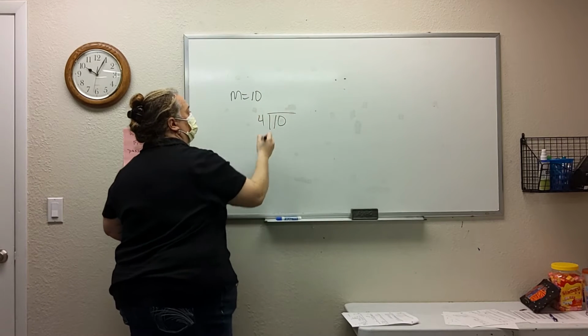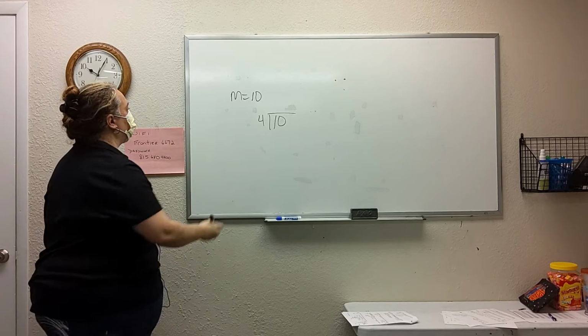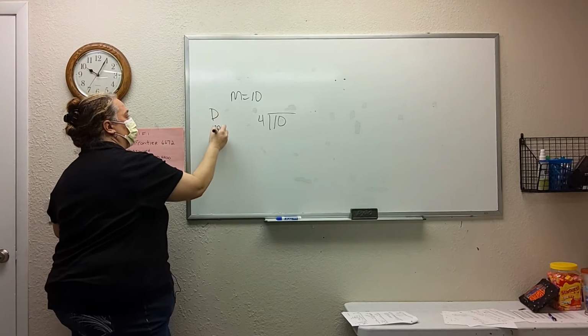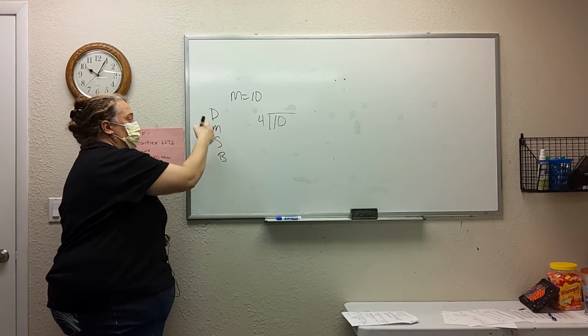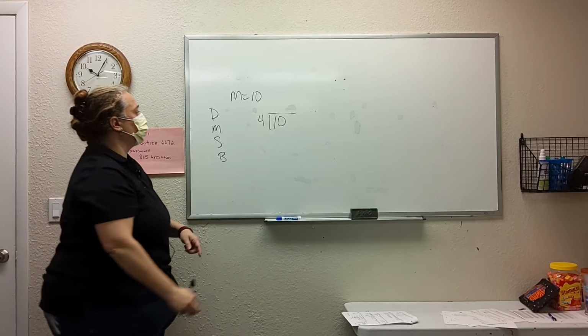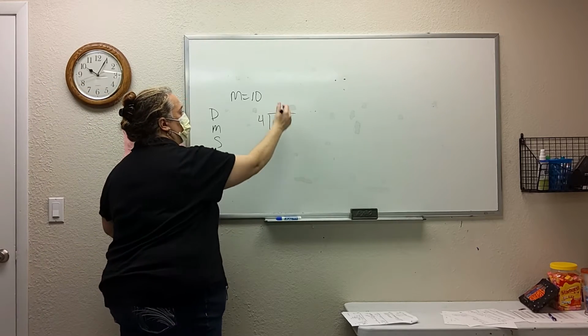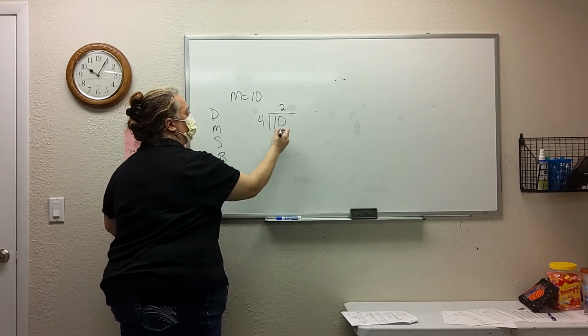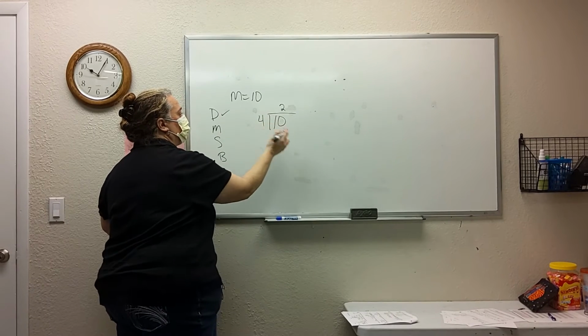So 10 divided by 4. Steps for long division: divide, multiply, subtract, bring down, or "dead mice smell bad." Helps you remember it. Okay, 4 goes into 10 twice. 2 times 4, that was our divide step. 2 times 4 is 8.